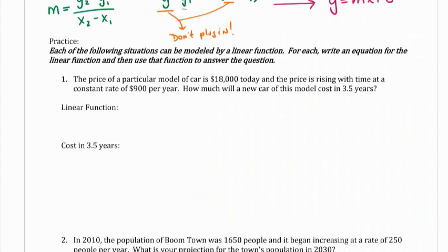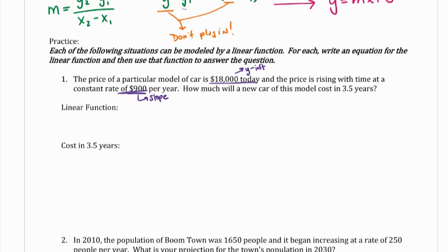The first part here is talking about the price of a particular model of car. It's $18,000 today, and the price is rising with time at a constant rate of $900 per year. How much will a new car of this model cost in 3.5 years? So since it's going up at a constant rate of $900 per year, that's our signal that this is a linear function. This is giving us this constant rate of $900 per year, so that is our slope, right? That piece. And then I know it started at my $18,000. This is my starting value, so this is my y-intercept.